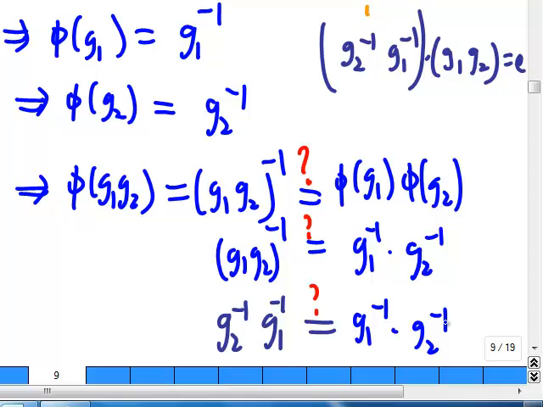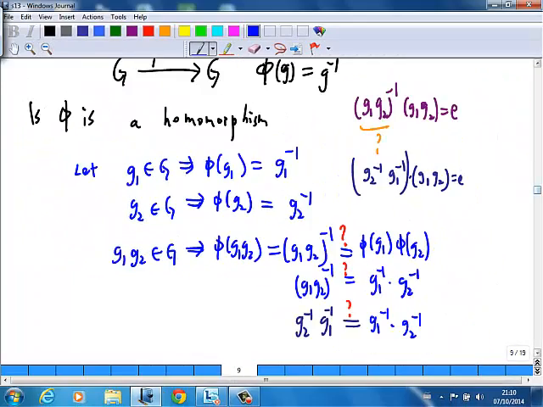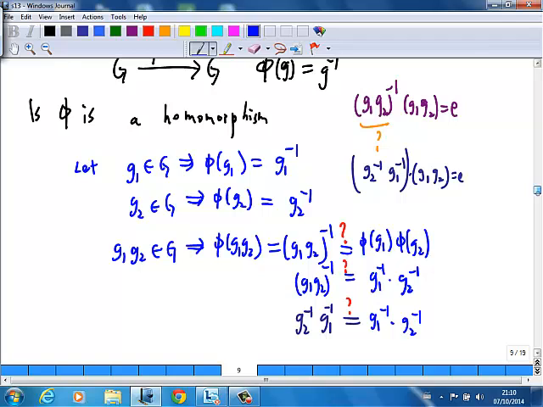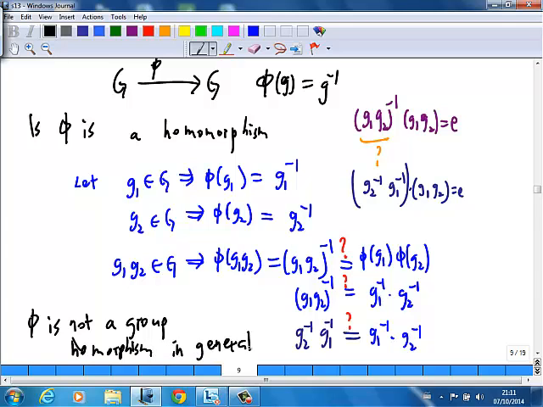So this is not a group homomorphism now, right? So this mapping here is not, in general. In special cases, maybe it works, but in general, it doesn't work here.